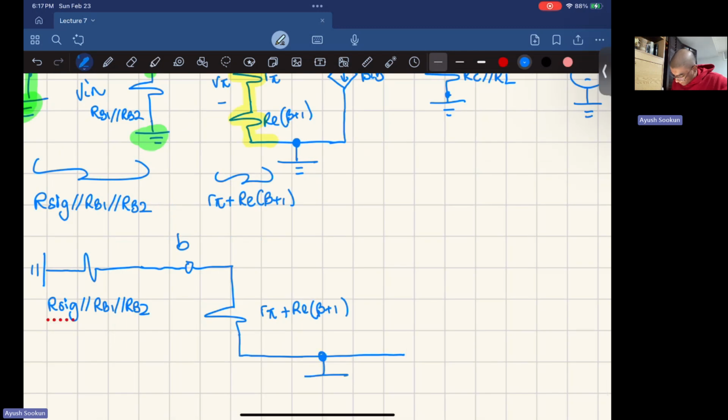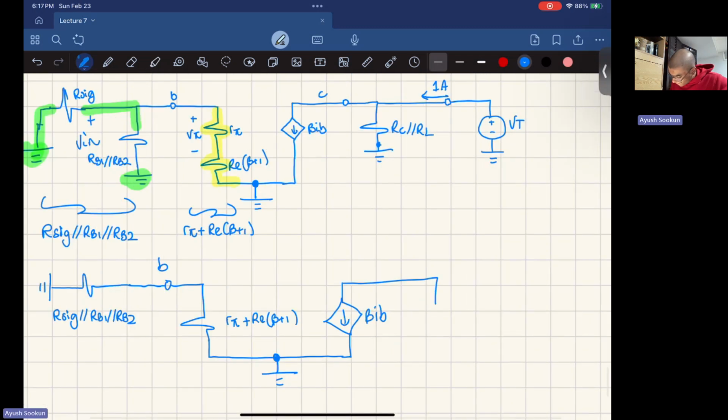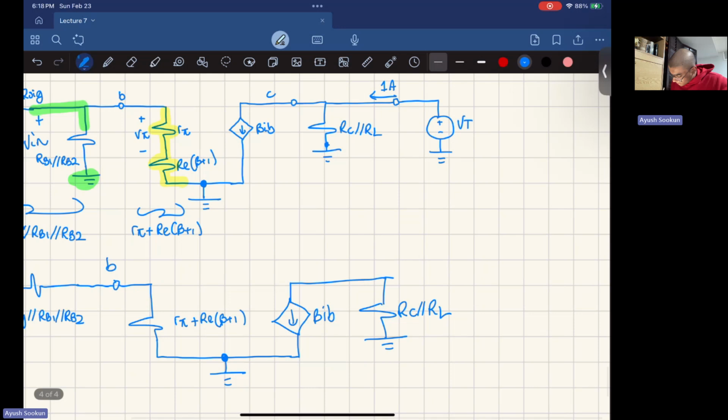It's just connected to ground, and this is beta IB, and then here we have RC parallel with RL, and then this is connected to VT.